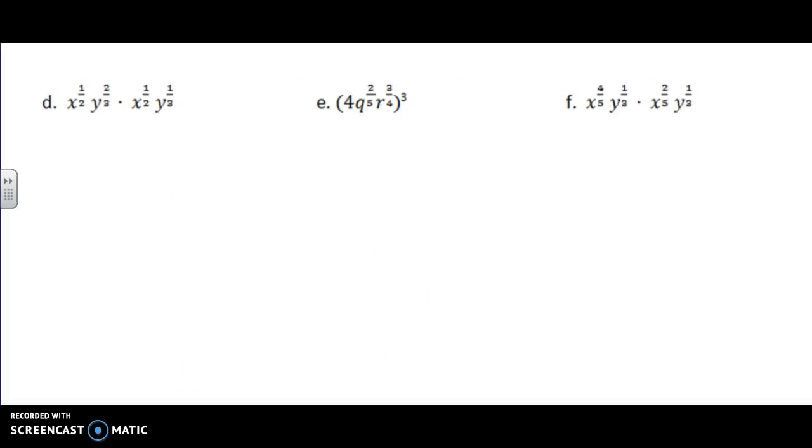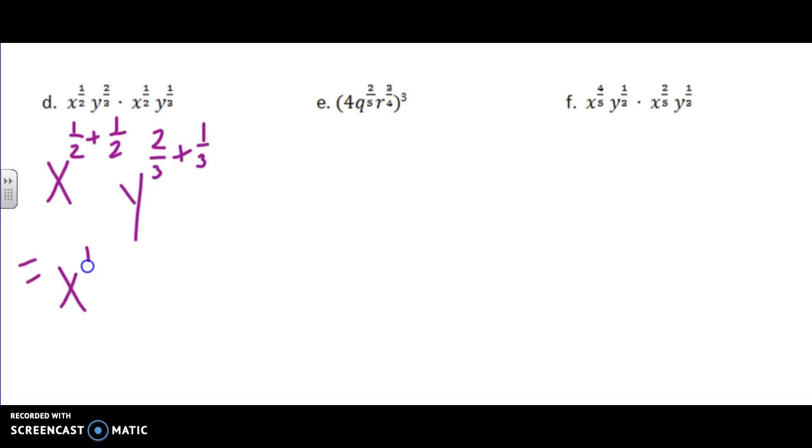All right, same idea. We just have several of these. I'm going to move my x's together. So I have x to the 1/2 plus another 1/2, and I have y, with 2/3 plus 1/3. When we add those, 1/2 plus 1/2 gives me 1 whole, and 2/3 plus 1/3 also gives me 1 whole. So we just get xy.